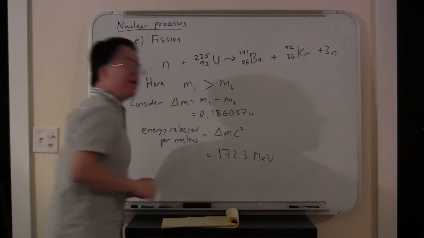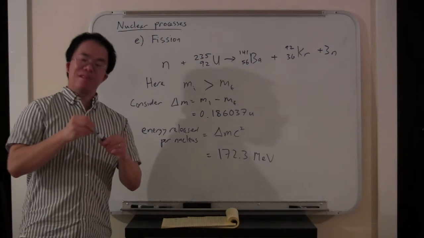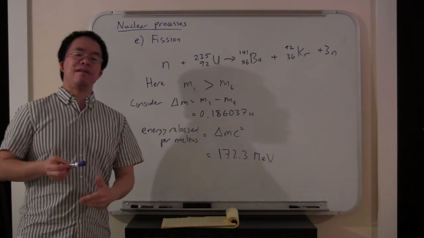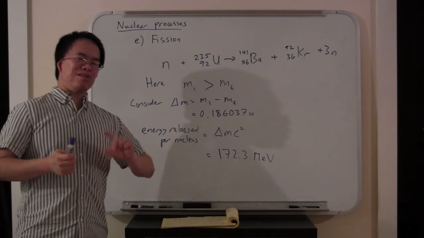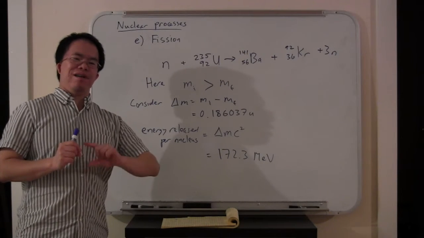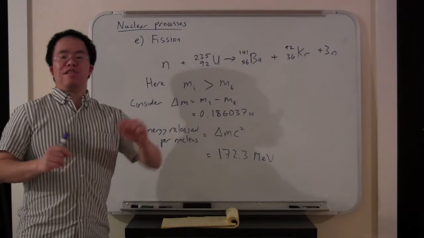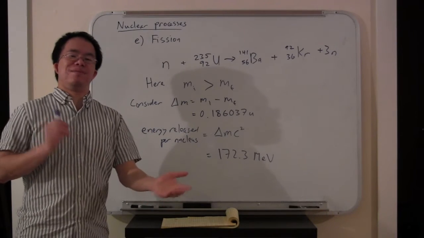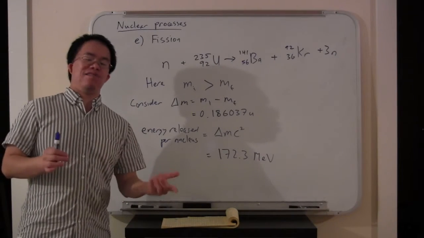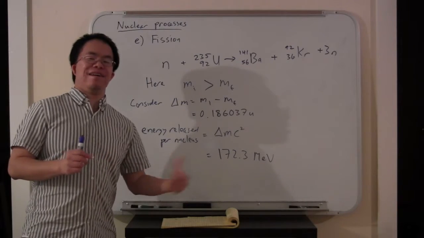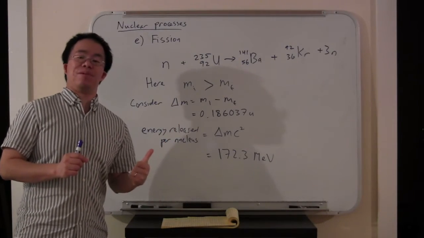I got 172 mega electron volts. Now, it might be a little tricky to put that number into context, but it turns out you can look up some chemistry data for how much energy is released in a typical combustion reaction. Let me write that down once I erase the board.